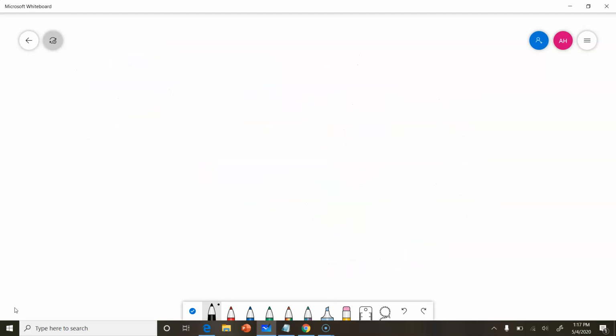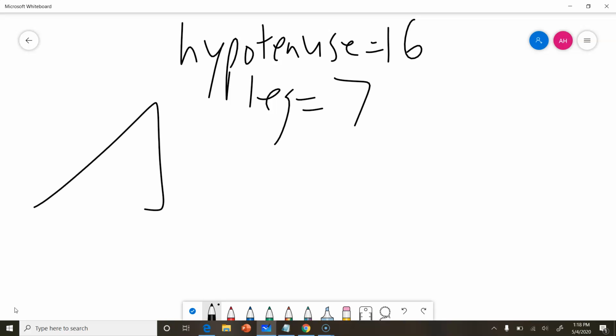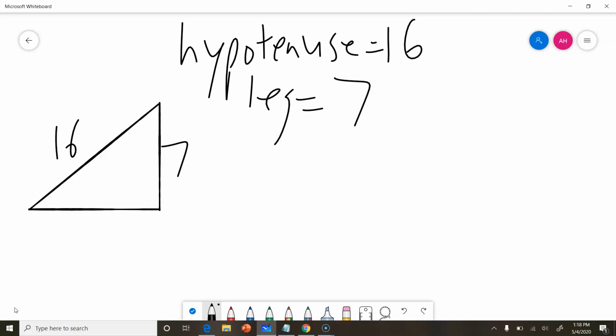Okay, so let's do another one like that, just to make sure we got it. So we have hypotenuse is 16 and leg is 7. If it helps you to draw it, I've got 16 over here, 7 here, and let's say this time I don't know what a is. So I'm going to have a squared plus 7 squared equals 16 squared, right? I just plug those in right into my formula.